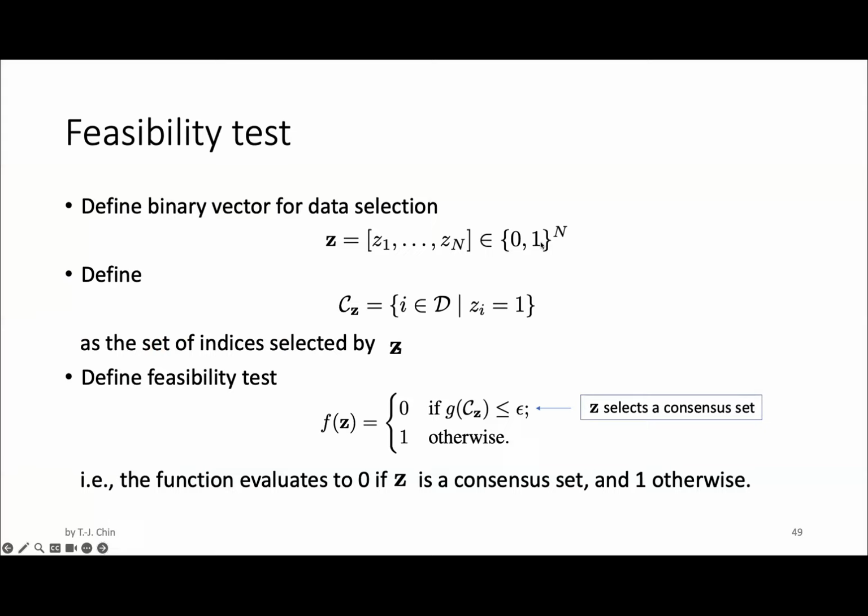If you have n data points, we define a vector Z that contains nothing but binary numbers, and these binary numbers basically select a subset of points of your data. So define a set C_Z as just the indices of the Zs that are one. That's it. And then we define a feasibility test F over this binary vector Z. The feasibility test returns two numbers, zero or one only. It returns zero if vector Z includes a set of points that are feasible, that is, a consensus set.